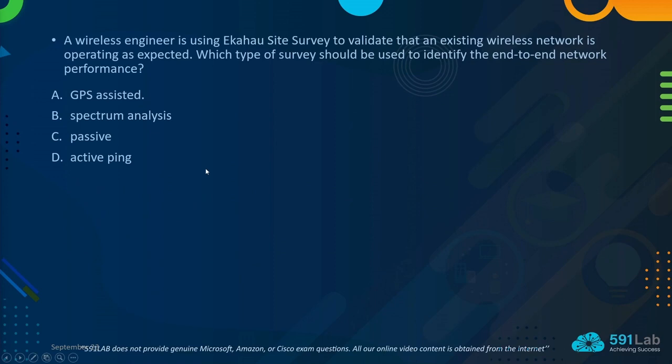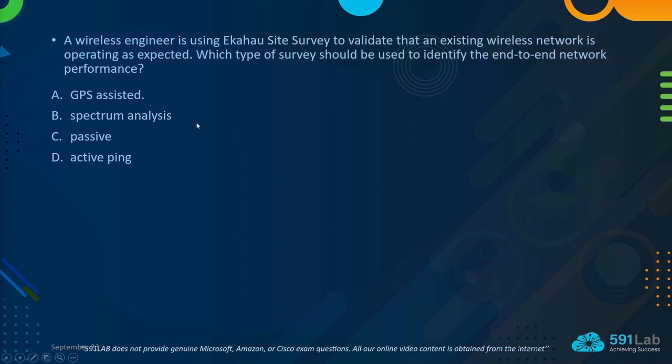Next question is, a wireless engineer is using Ekahau Site Survey, a tool we use for site survey and designing Wi-Fi, to validate that an existing wireless network, this is important, is operating as expected. So he's auditing the existing wireless network. He's not designing from zero. No, it's an existing wireless network. Which type of survey should he use to identify end-to-end network performance?